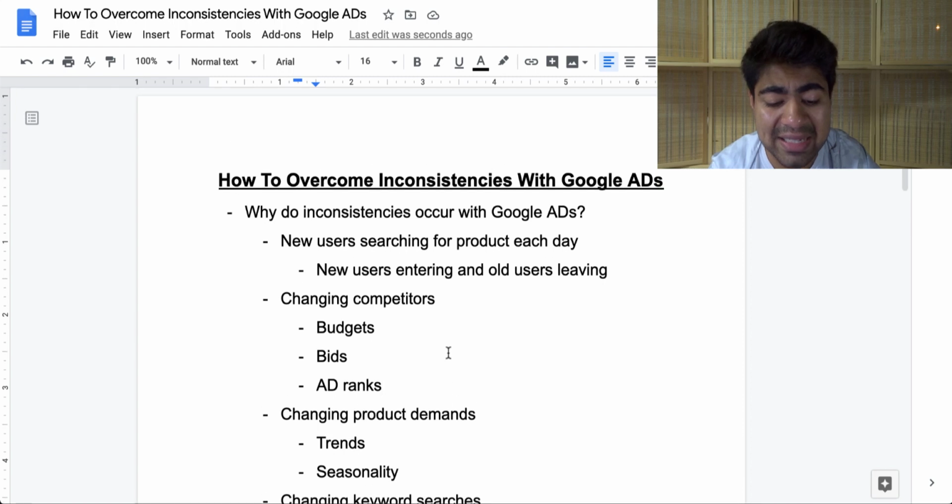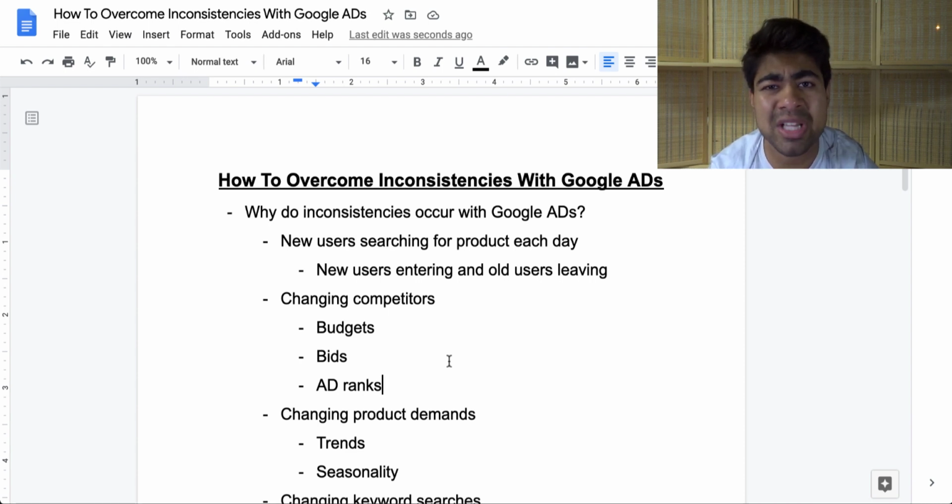The first thing is that new users are searching for products each day, and this could literally be the number one reason for inconsistency for about 90% of the ad accounts out there. Let's face it, the reality behind Google Ads is that if a product is getting searched on a given day, only then will your ad have the possibility of even showing up for it.